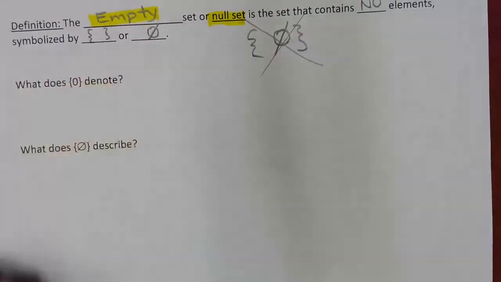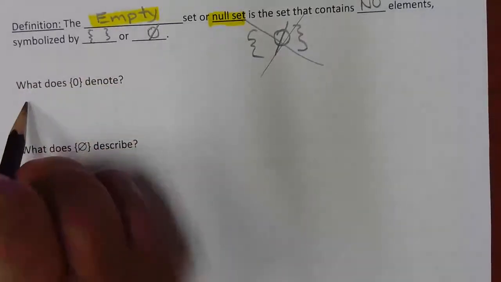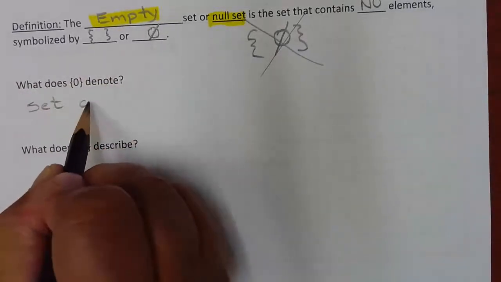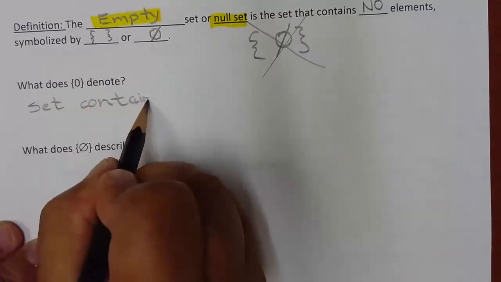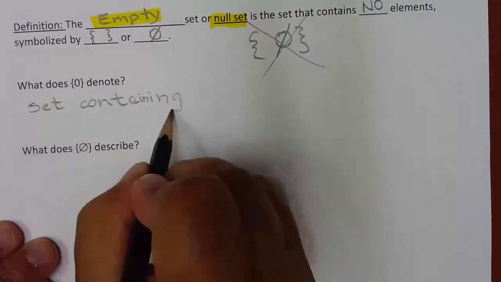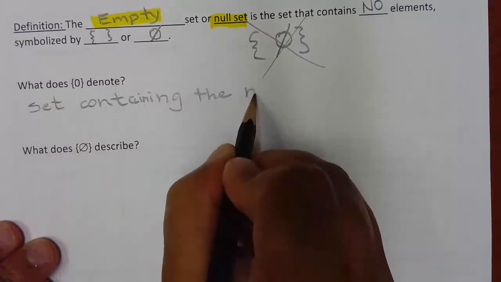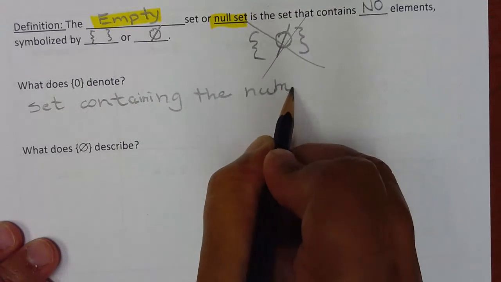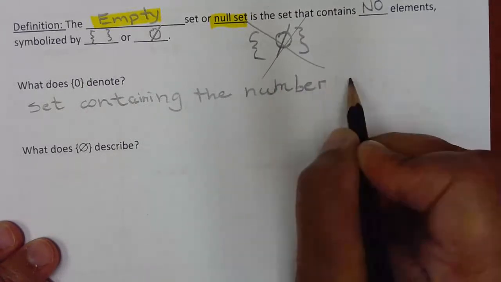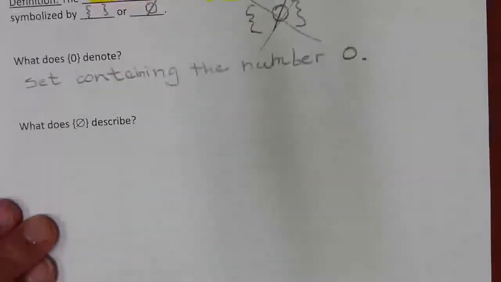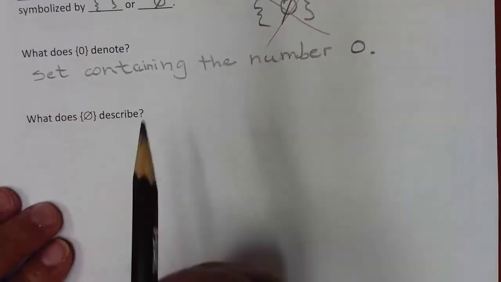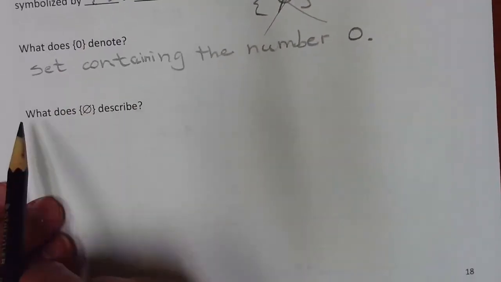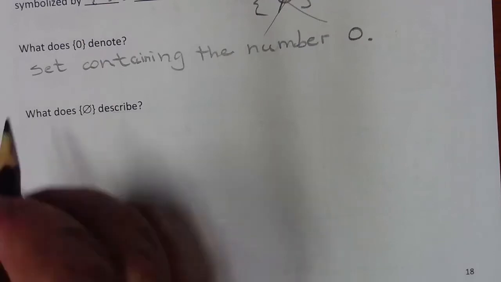Okay, what does this denote? What does this mean? I want you to verbalize what this means, so write it in sentence form. This is the set, because these are set symbols, containing the number 0. You could say containing the element 0, containing the object 0. There's lots of ways you can write that. Okay, so that's not an empty set. It's a set containing one number. That number is 0.